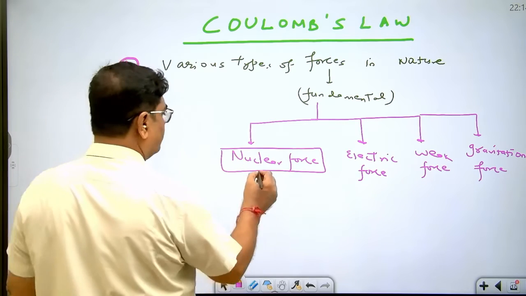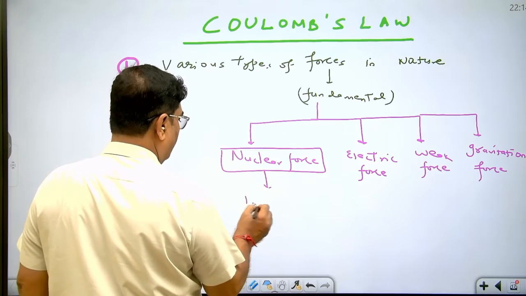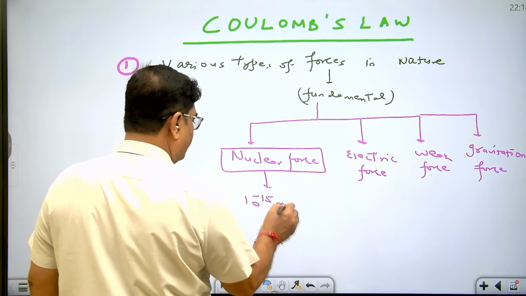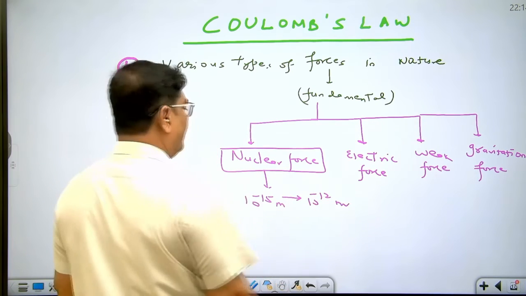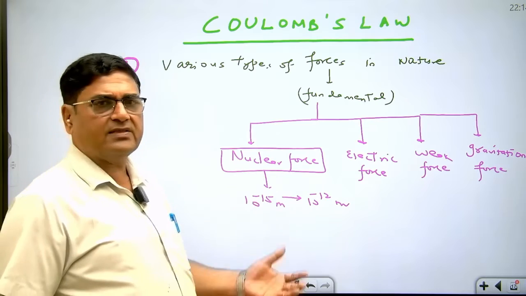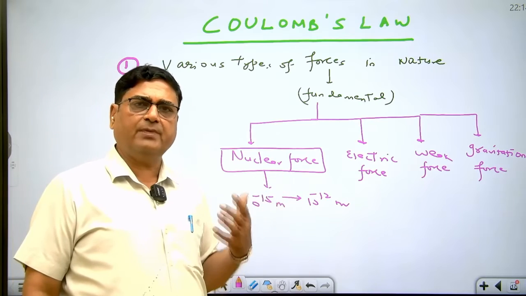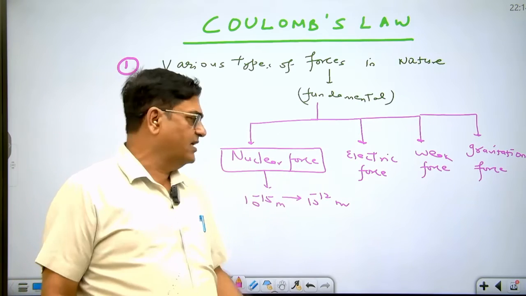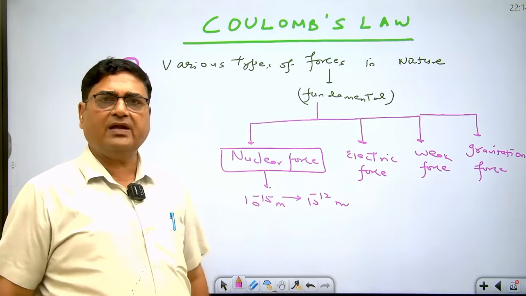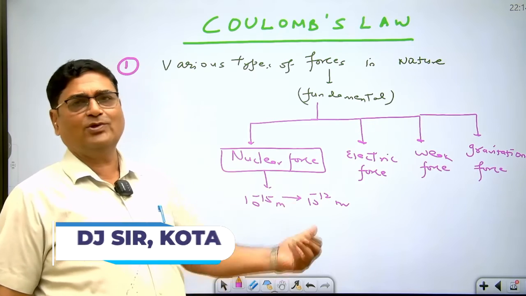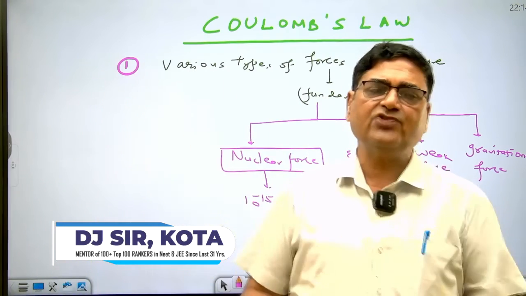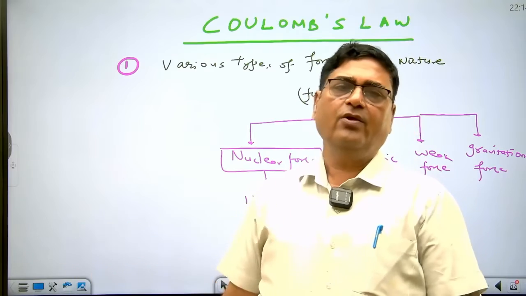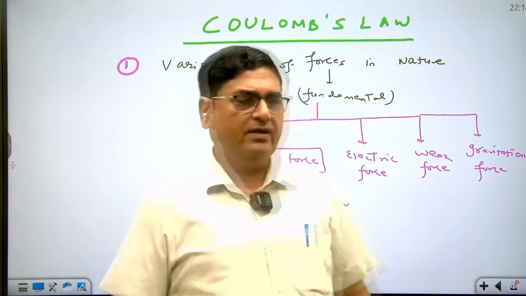What is nuclear range? Nuclear range is 10 power minus 15 meter to 10 power minus 12 meter. When the separation between two nuclear particles is of the order of 10 power minus 15 meter, nuclear force remains strongest. And when the separation becomes 10 power minus 12 meter, the strength of the nuclear force becomes 0. It means nuclear force is a saturated force, and it operates only in a very small range.